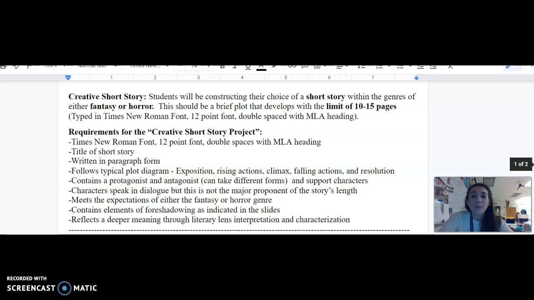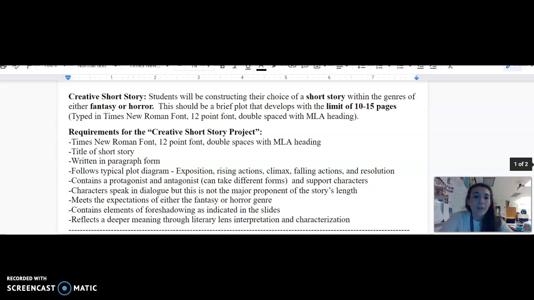So this is going to be your actual written story. Students will construct their choice of a short story within the genre of either fantasy, horror, and I did say science fiction technology, so that is also an option. This should be a brief plot that develops within the limit of 10 to 15 pages, typed Times New Roman font, 12-point font, double-spaced with MLA heading.